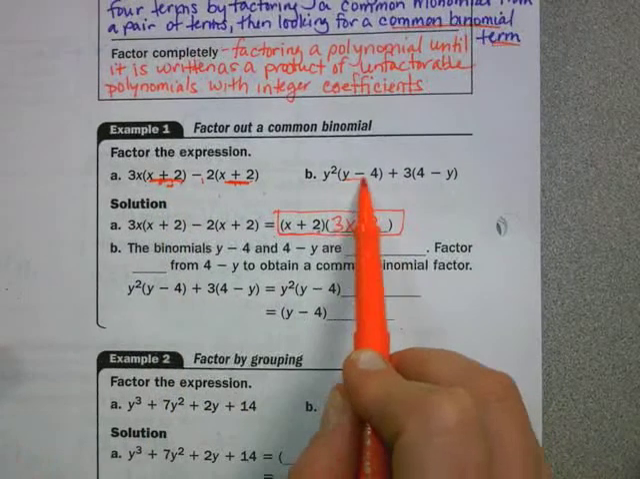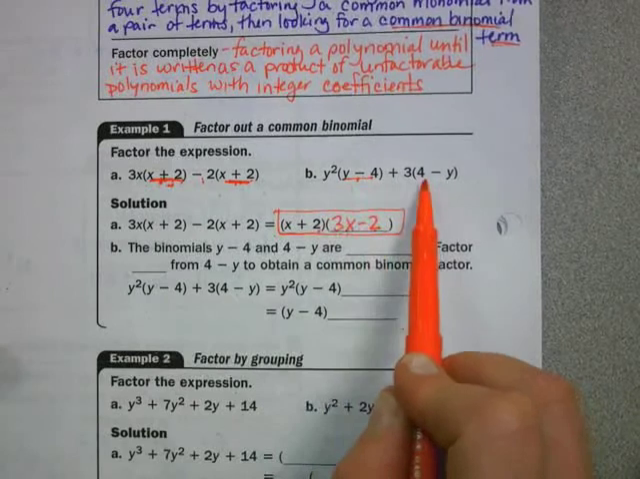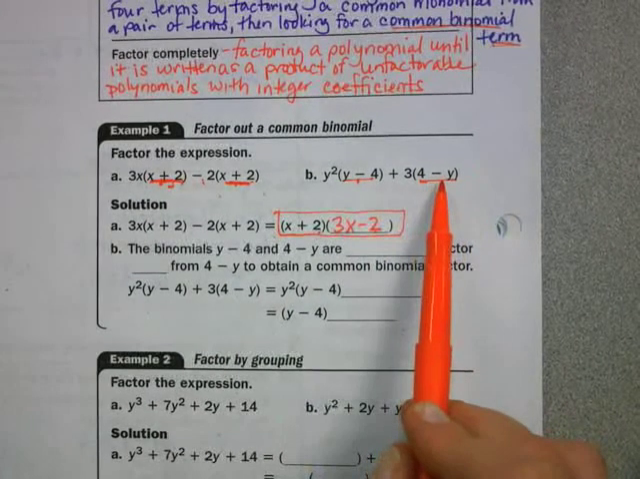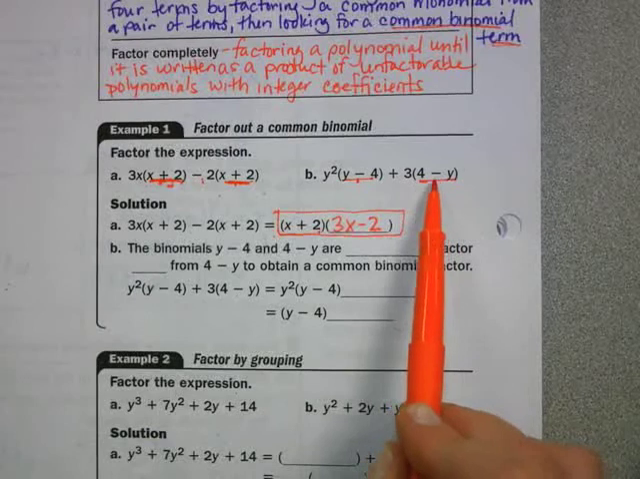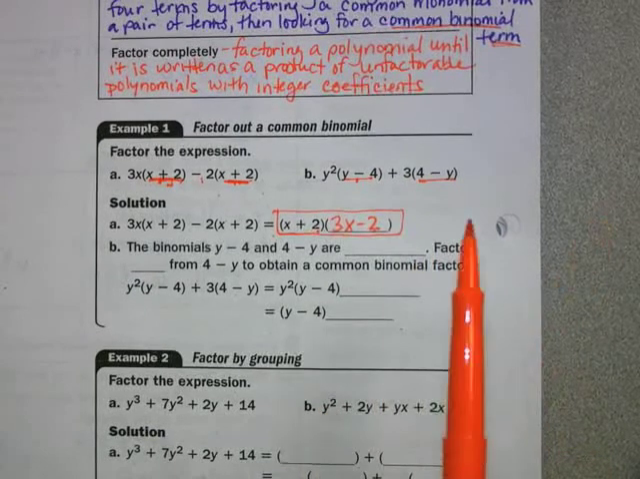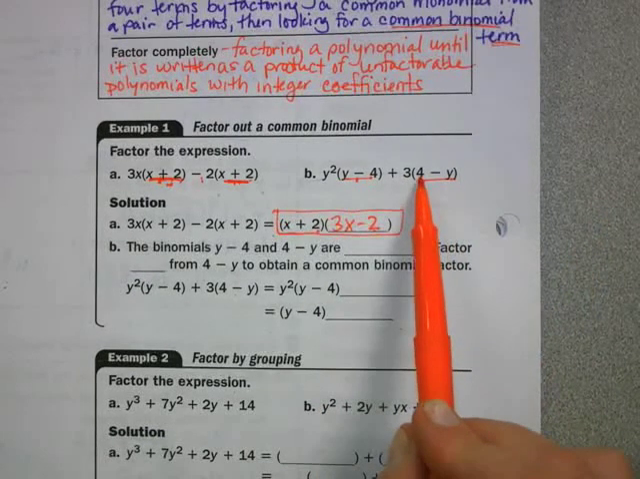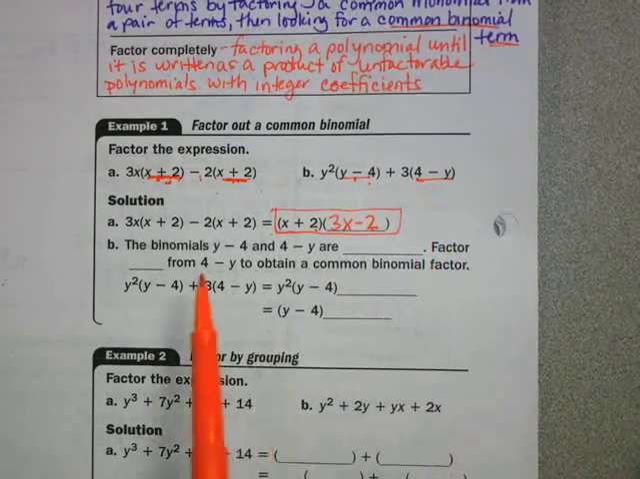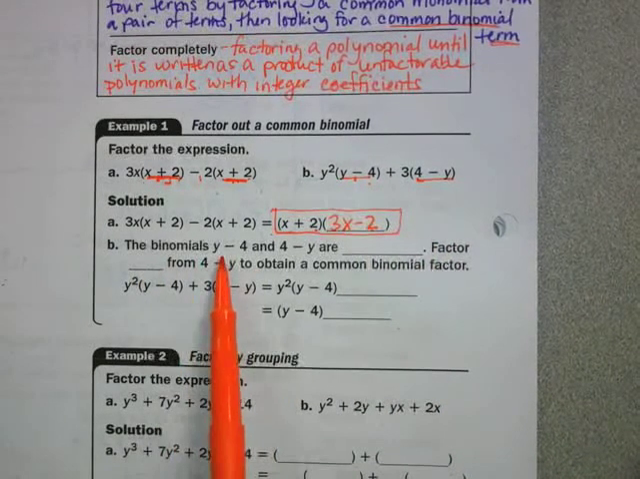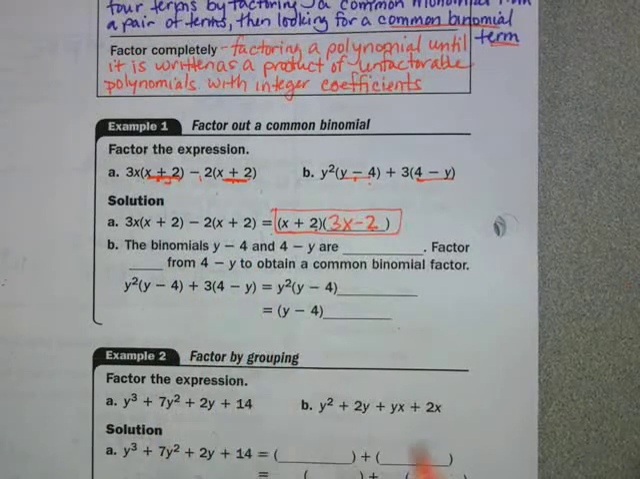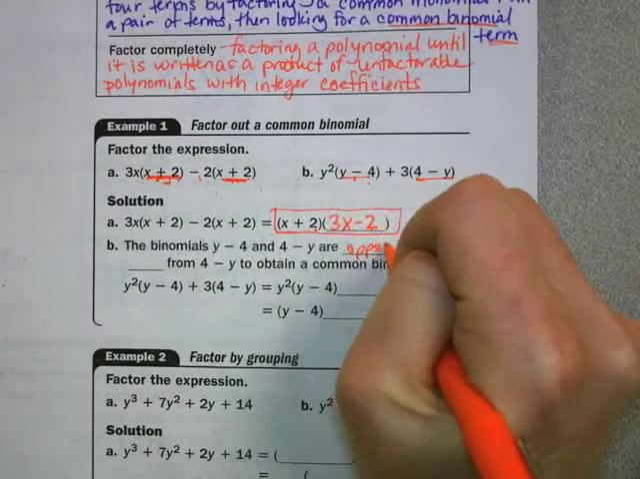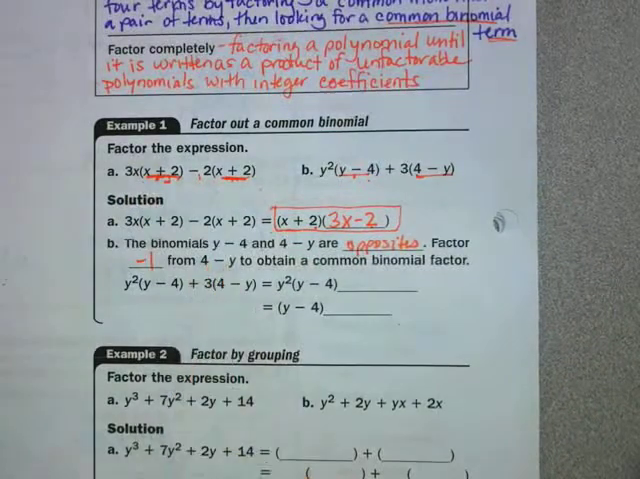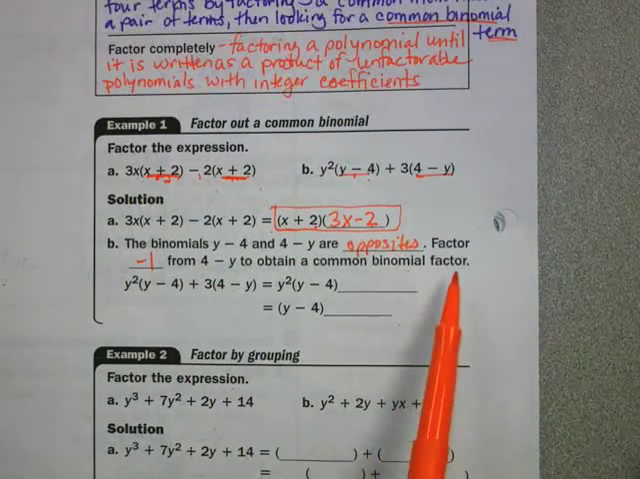This one looks like we have a common pair inside, y minus 4, but this is 4 minus y. So that one's backwards. But if I factor out a negative 1, we end up flipping this around, and that will be the negative number, which is what it's supposed to be, and this would be the positive number. So the solution down here says the binomials, y minus 4 and 4 minus y, are opposites. So we're going to factor negative 1 from the 4 minus y to get a common binomial factor.